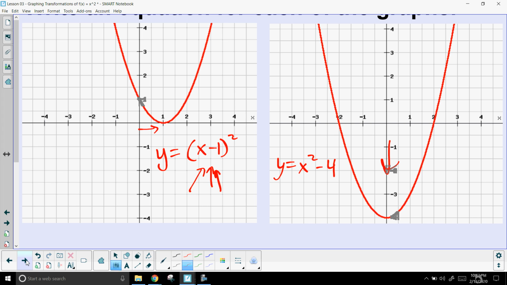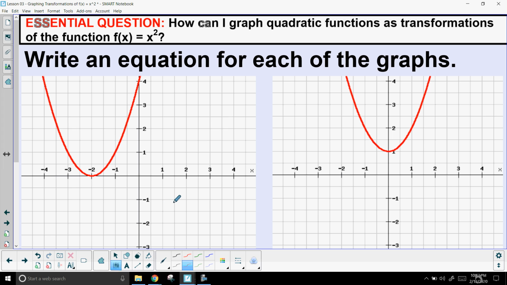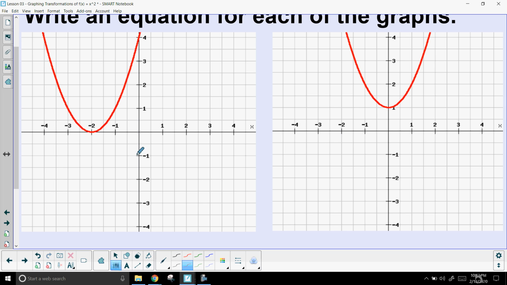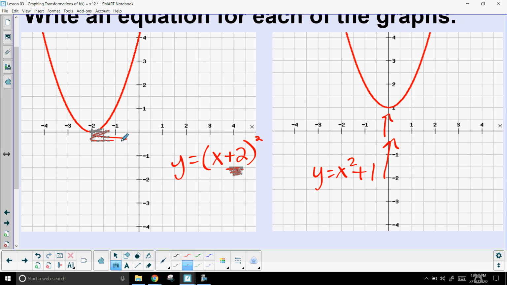Again, pause the video, try these out. All right. This one should be y equals x plus 2 squared. This one went up, so y equals x squared plus 1. Plus 1 makes it go up 1. This adding 2, in the parentheses here, makes it go to the left. All right, let's keep going.